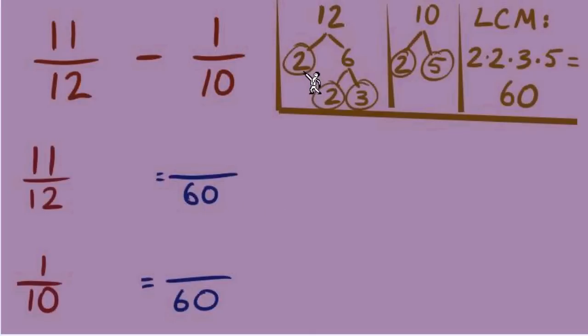Okay, look at 12. It has 2, 2, 3, and 60 has 2, 2, 3, and 5. So if I compare my lists, 12 currently has both 2's and the 3, but it does not have the 5. And that's exactly what we need. 12 times 5 is 60. So maybe we know 12 times 5 is 60.